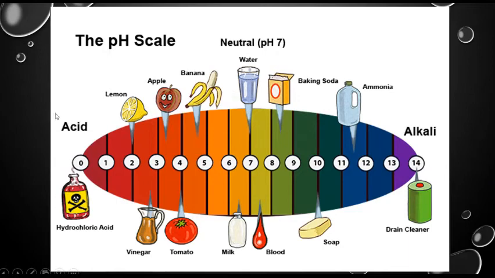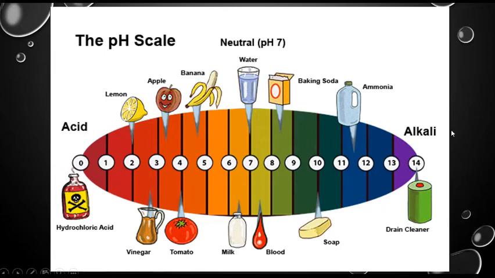Moving in the acidic direction, we'll have things like fruit, bananas, apples, lemons are actually very acidic. We also have vinegar on this side. Tomatoes, milk is actually a little acidic. On the other side, we have things like baking soda. Your blood is slightly basic. We have soap, we have ammonia, and over here at the very end, we have drain cleaner.